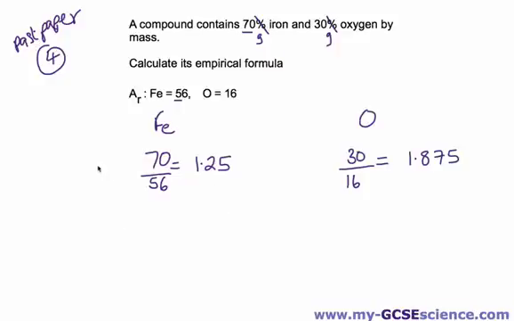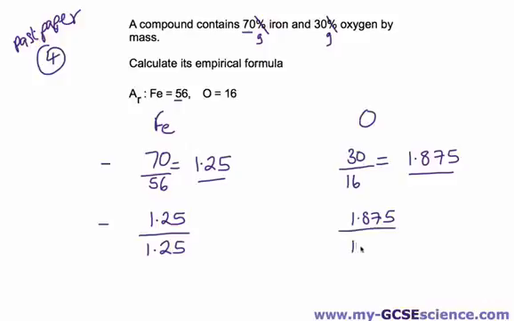So next stage is divide through by the smallest. So we take these numbers, divide through by the smallest. We have 1.25 divided by 1.25, and then for oxygen we have 1.875 divided by 1.25. Quickly work this out. That's very simply 1. This over here is 1.5. Okay, so we've got a 1.5.